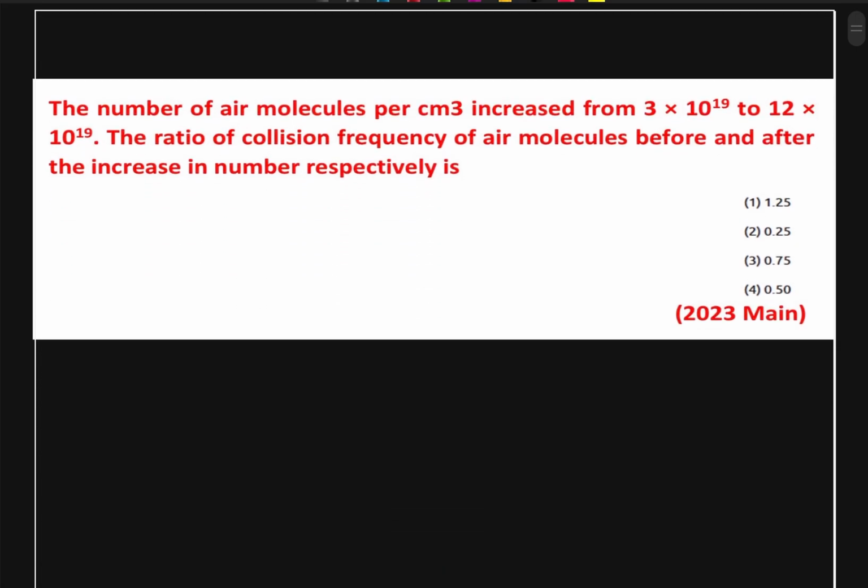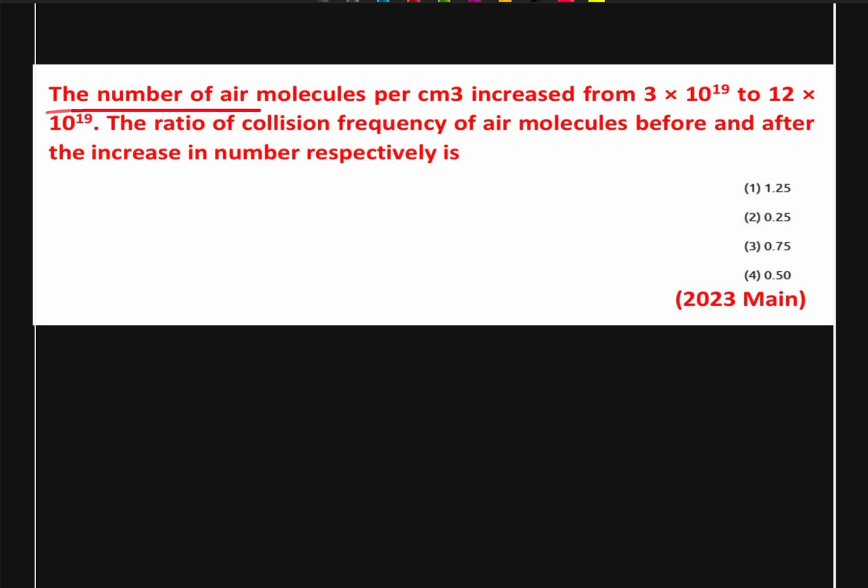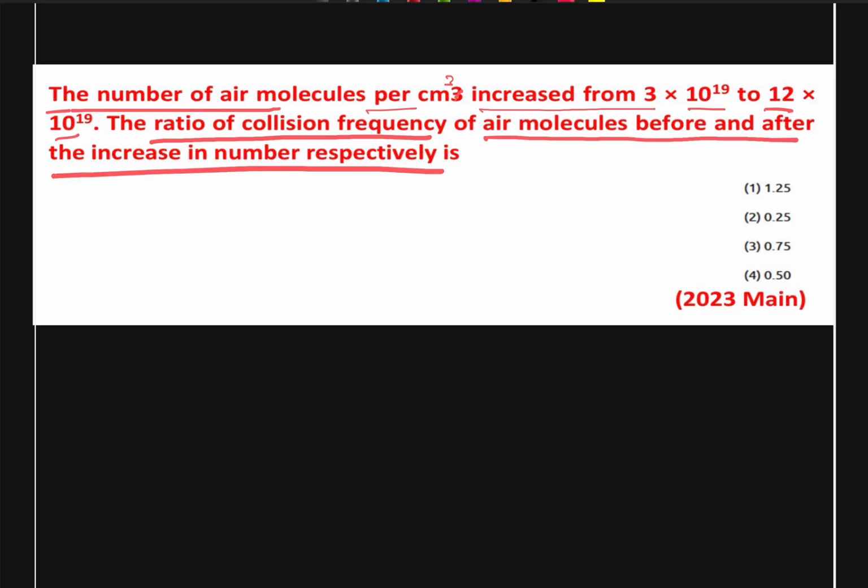So the first question states that the number of air molecules per centimeter cube increased from 3 into 10 to the power 19 to 12 into 10 to the power 19. The ratio of collision frequency of air molecules before and after the increase in number respectively is. So here we have to find out the ratio of the collision frequency before and after.